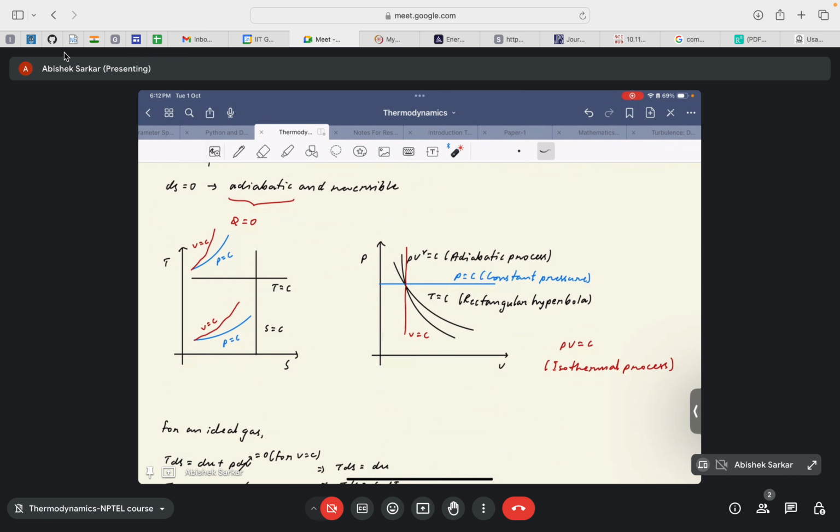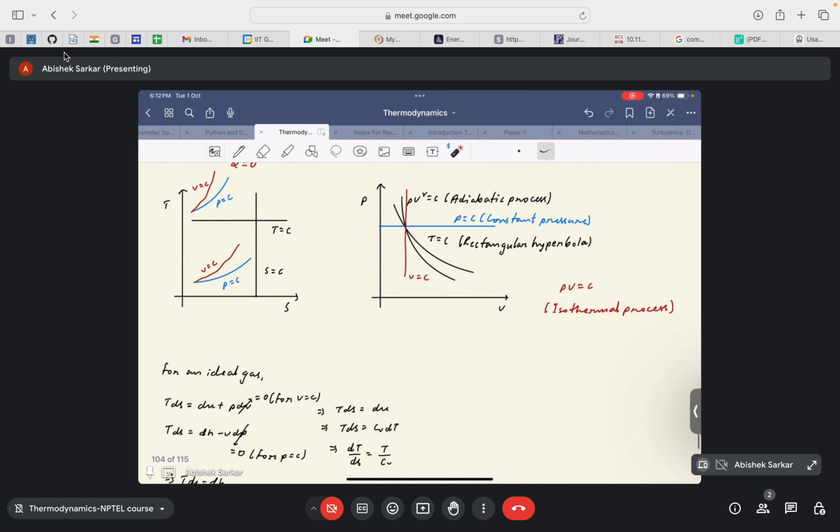Now we look into the slopes of the different processes in a TS diagram. In the previous session we briefly introduced the TS diagram, the TS plot and its uses. Till now we have seen different types of plots. If I recall, we have seen primarily the PV plot, the TV plot, and even the PT plot during the phase diagrams, right? So here we will see the TS plot, and we'll see the slope of the different processes.